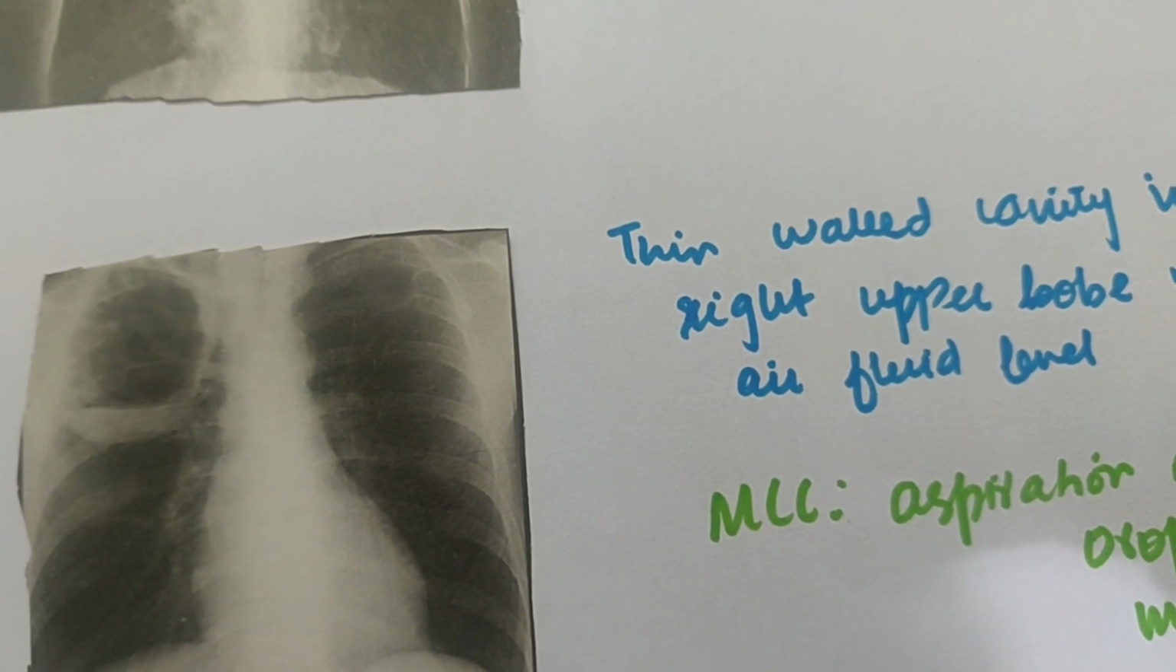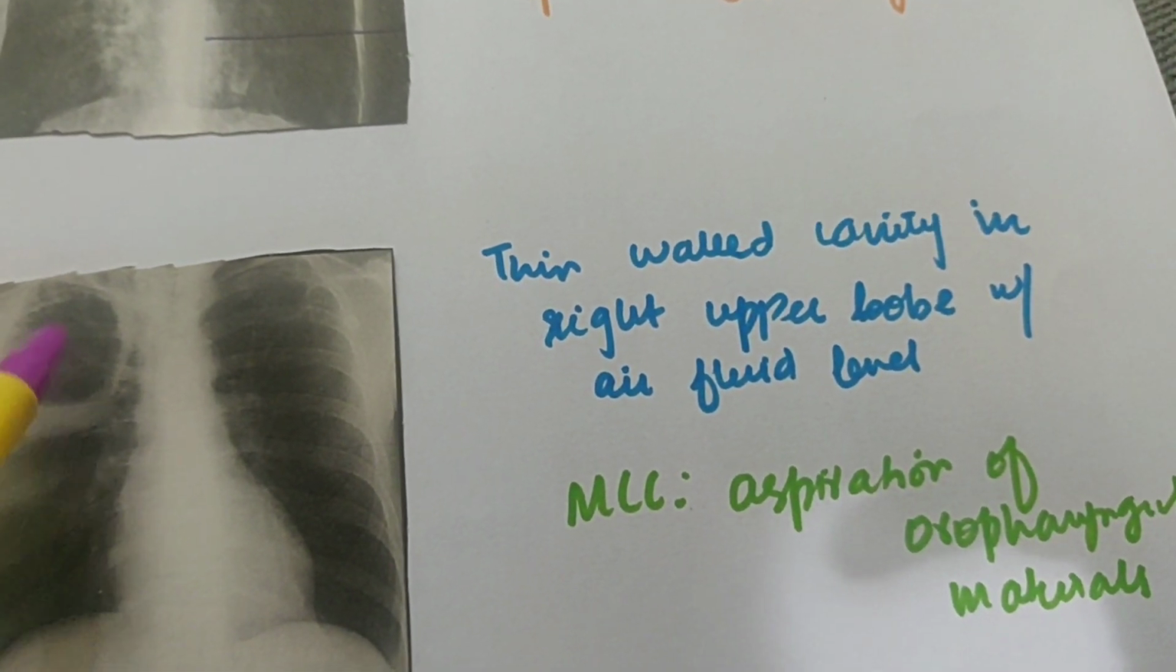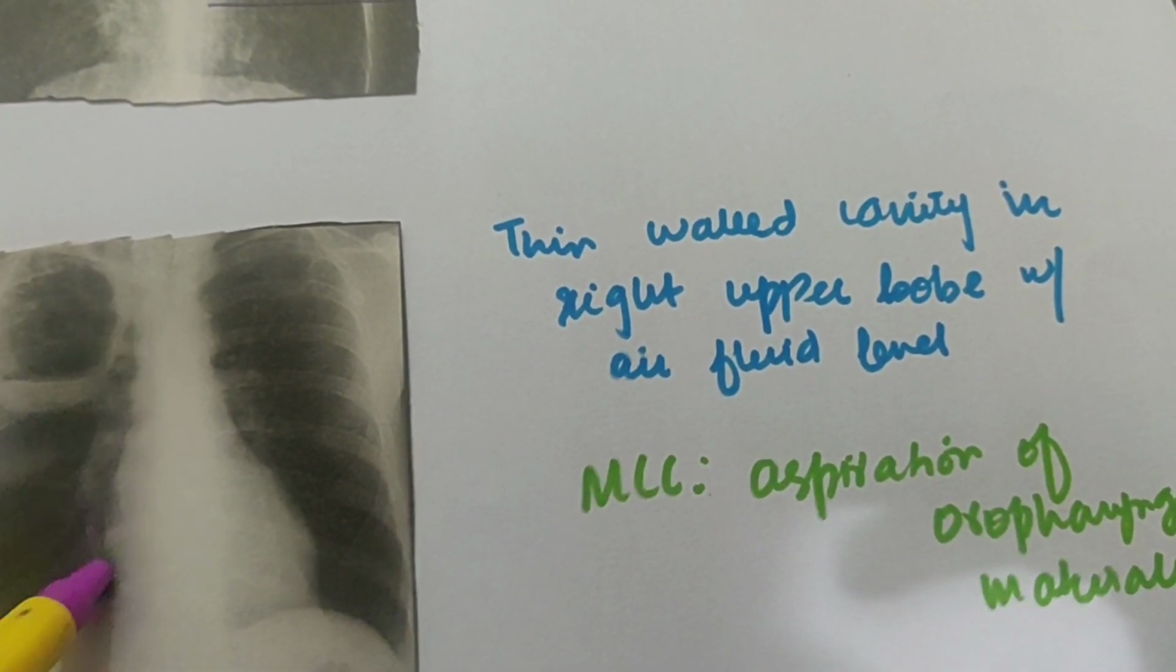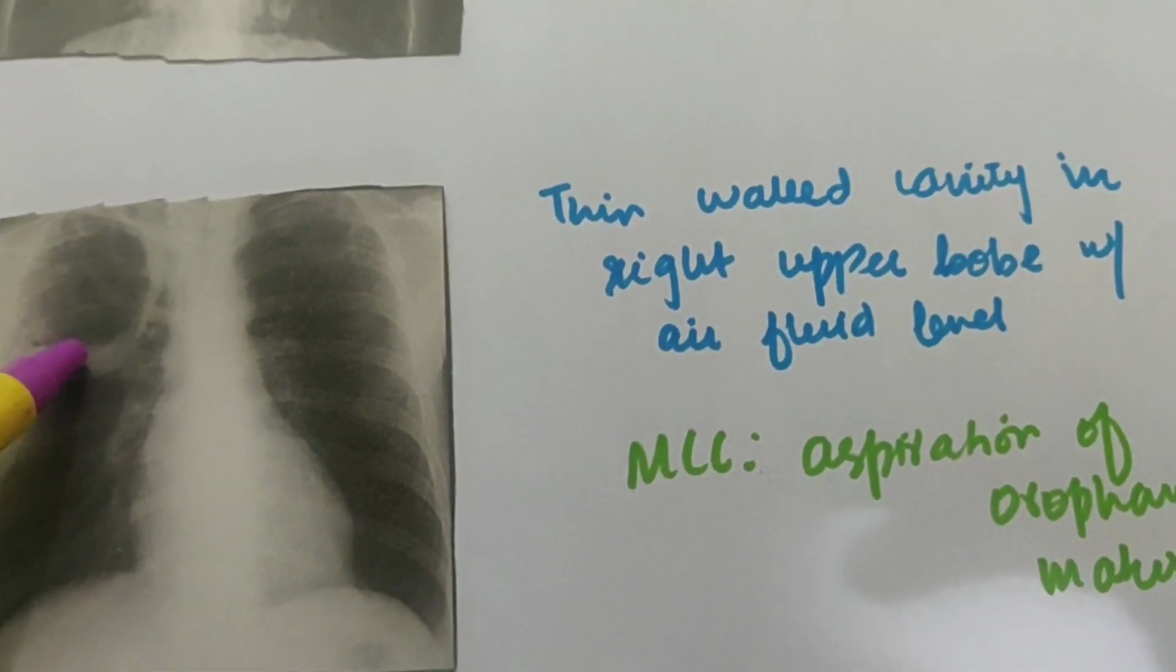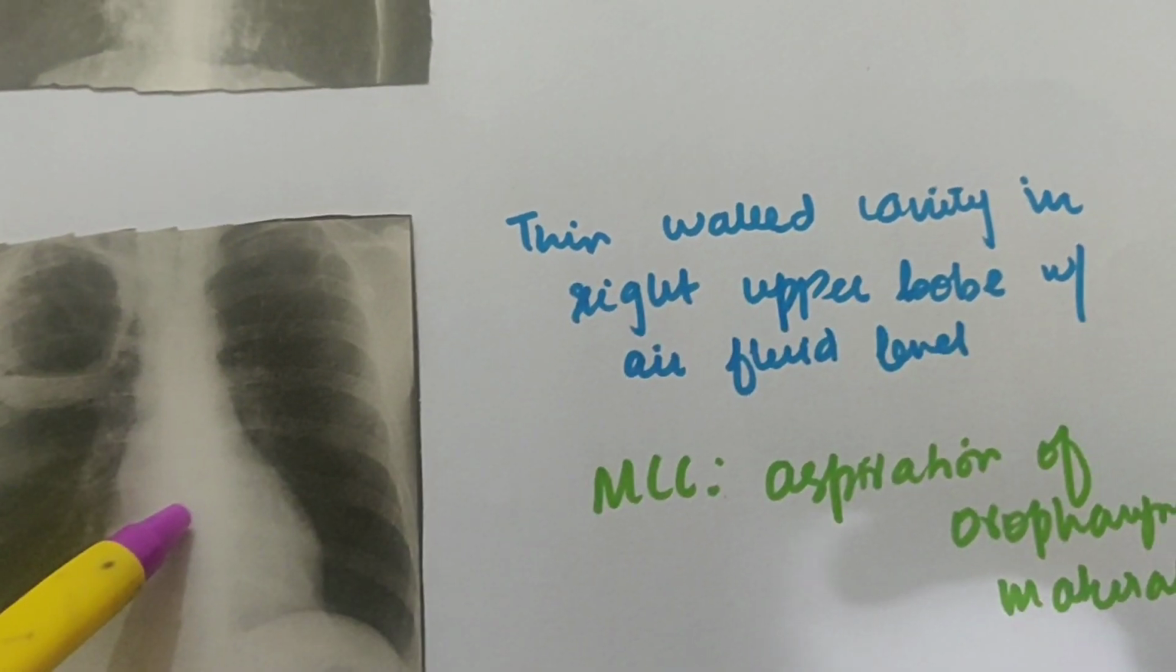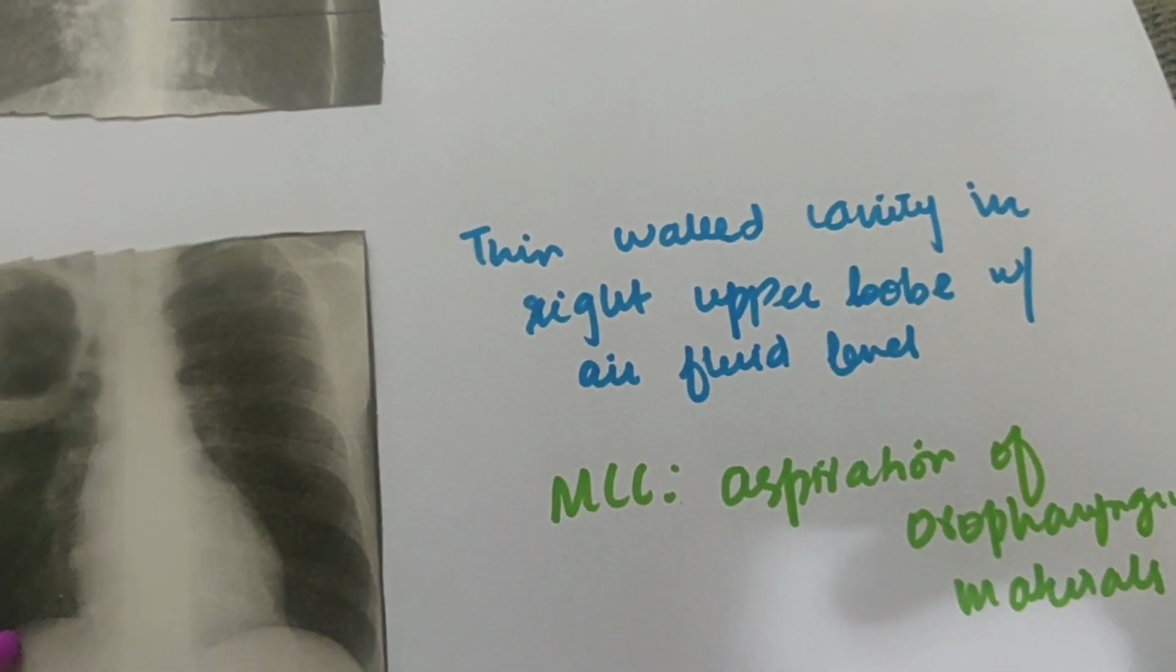What is this? This giant bubble right here. It's a thin walled cavity in the right upper lobe with a fluid level. What is this? Lung abscess, right? And what is the most common cause? Aspiration of oropharyngeal materials.